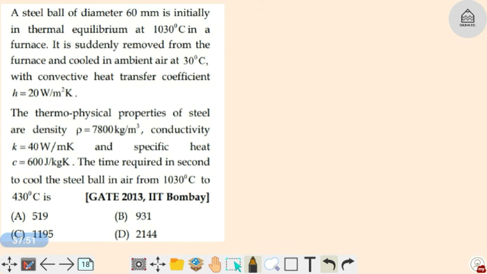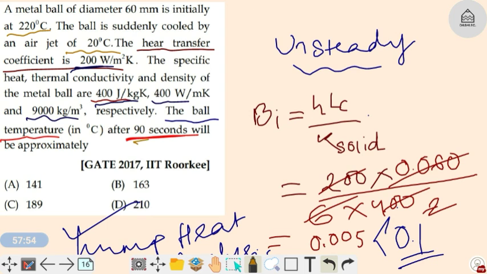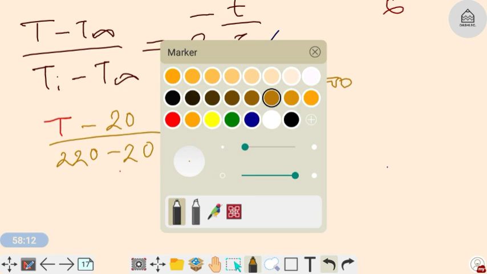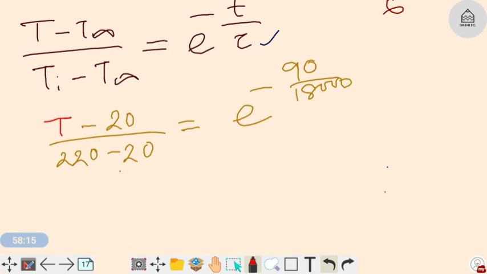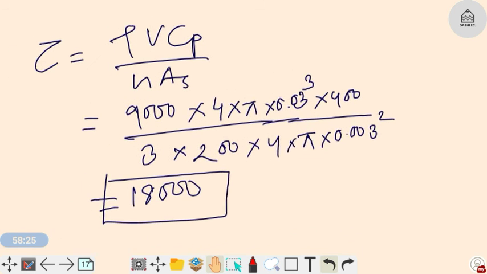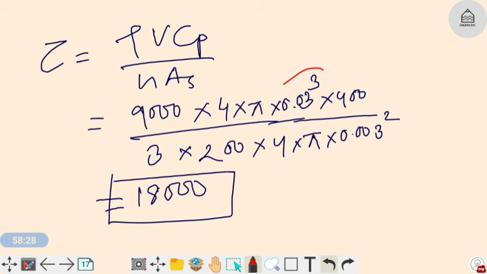minus t, that is 90 seconds, divided by tau. Tau is 18,000, I have just found out. From here there is only one unknown, that is T. That could be found very easily. One blunder has been done. See, this one is wrong, because it is not 0.03, this is 0.003.